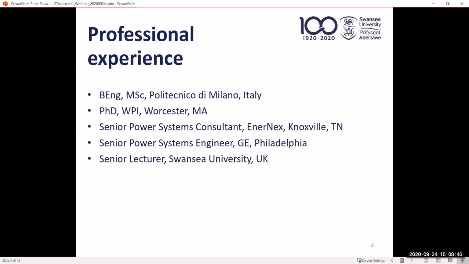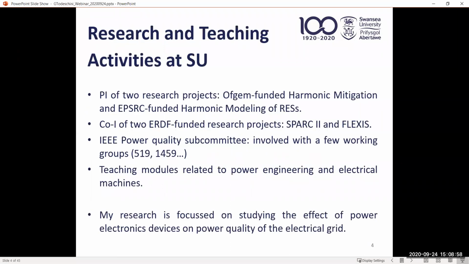However, my heart has always been in academia, so after these experiences, I felt it was the time for me to go back to research and teaching, and that's when I joined Swansea University. At Swansea, I'm currently PI of 2 research projects. One is funded by Ofgem, and one is funded by EPSRC, and I will discuss these 2 projects more in detail later on.